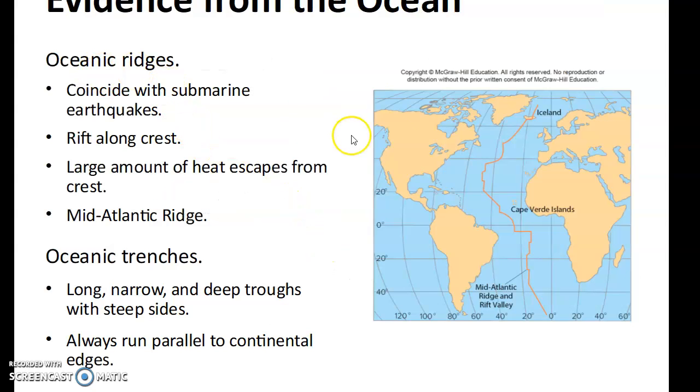Evidence from the ocean ridges, okay, coincides with submarine earthquakes. Submarine here means below the ocean level. That's what submarine means in this particular case, not some little vessel where a bunch of sailors are. And there are rifts along a crest. A large amount of heat escapes from the crest, and there's this Mid-Atlantic ridge right here. There are also long, narrow, deep troughs with deep sides, these trenches. They always run parallel to continental edges.